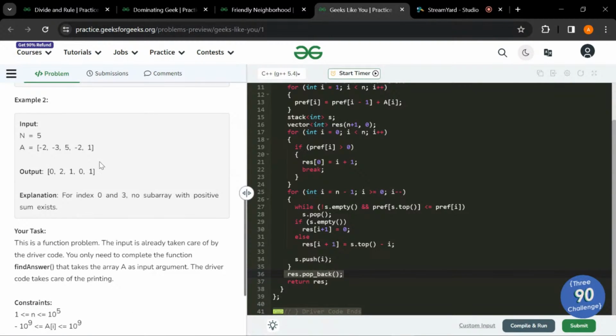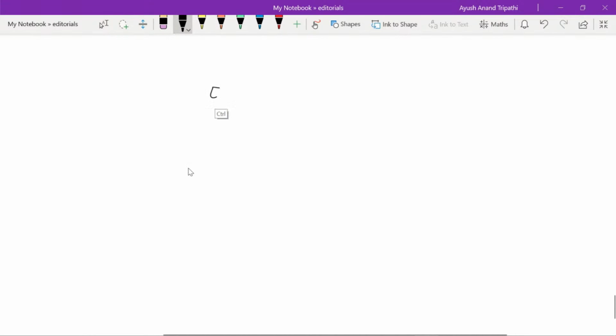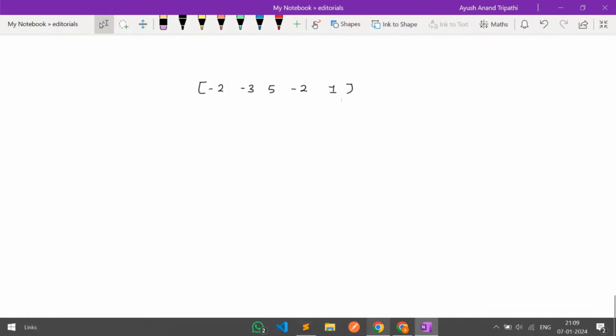So let me just quickly dry run for the second example. So -2, -3, 5, -2, and 1. Right, so -3, -2, -3, 5, -2, and 1. Let me just quickly check.